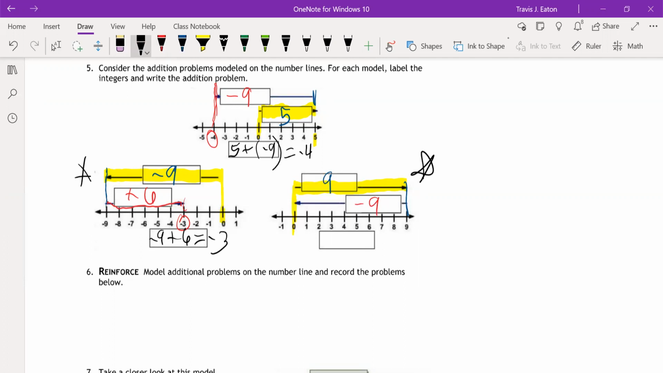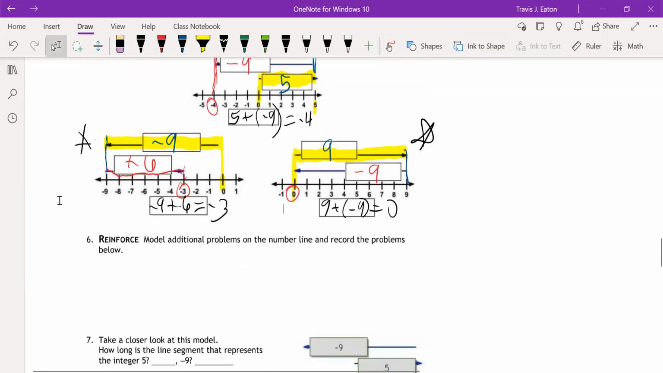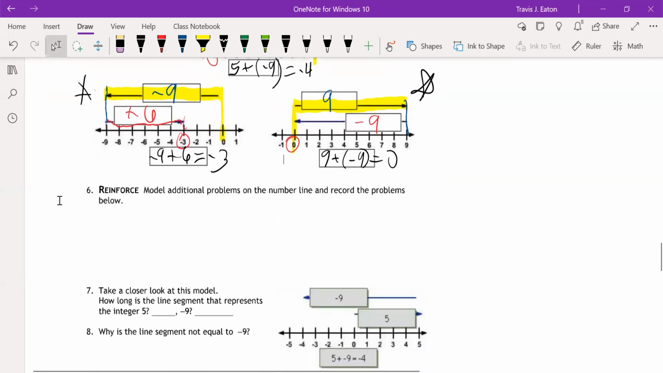So our number sentence would be 9 plus -9 equals 0, because 0 is where we started and 0 is where we ended. Okay. Now number 6 says that we're going to model additional problems on the number line and record the problems below. We're not going to do that. So the good news is for you, we're just going to cross that one out and say, nah, not today.